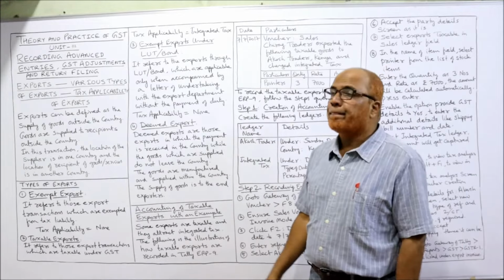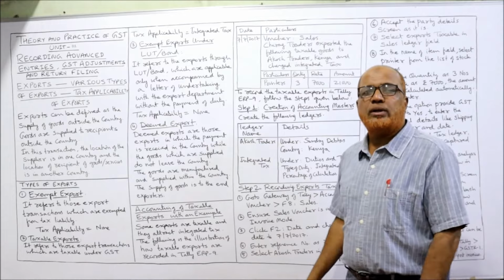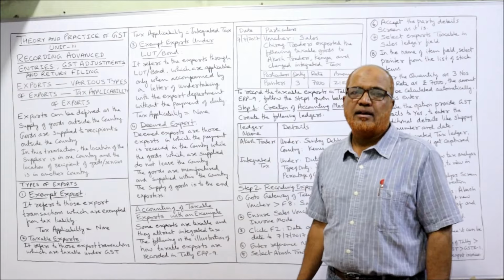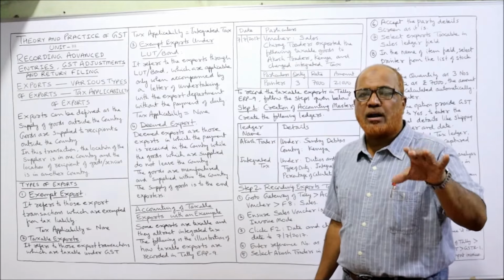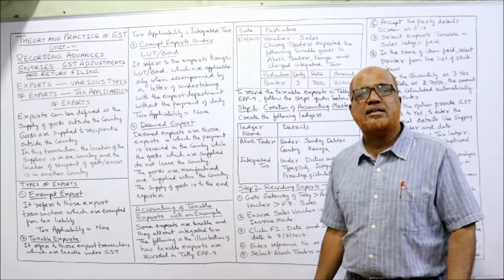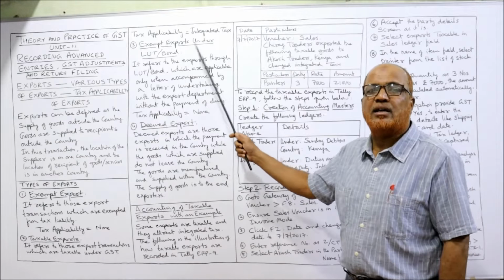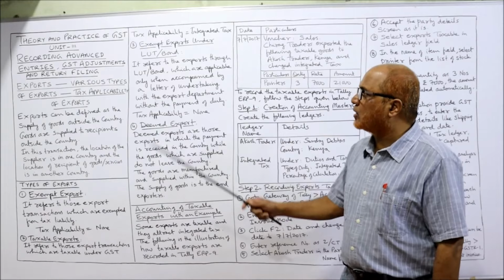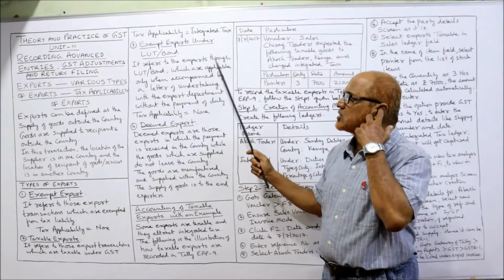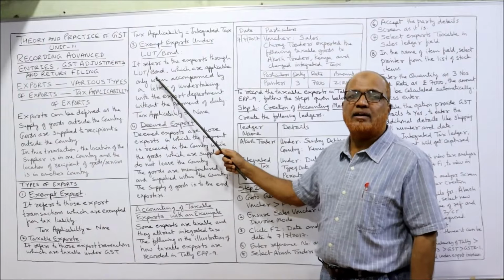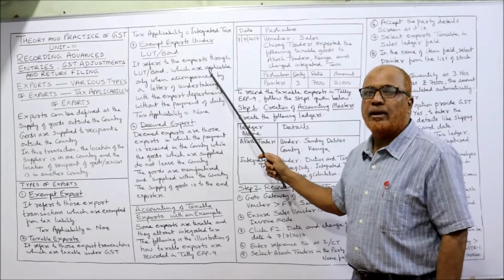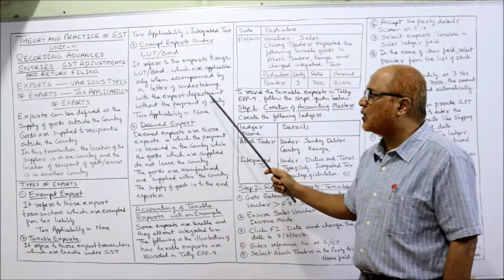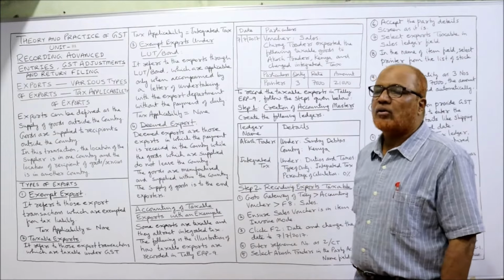The third one is exports under LUT or bond. LUT stands for letter of undertaking. So if any export transaction is conducted under a letter of undertaking or bond, whether tax is applied or not, now we'll see. It refers to those exports through LUT, letter of undertaking, or bond, which are applicable only when accompanied by a letter of undertaking with the export department, without the payment of duty.